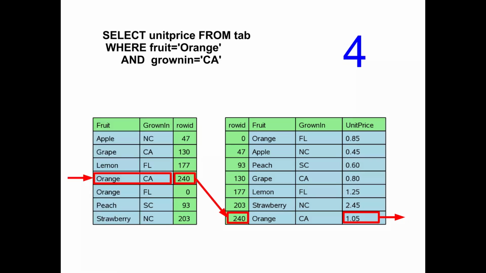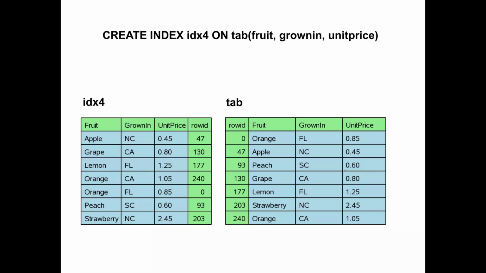Or we could use a 2-column index on both terms of the where clause, and you can get right to the answer you need right away, and that is generally a little bit faster. Well, what would happen, do you suppose, if we had a 3-column index?